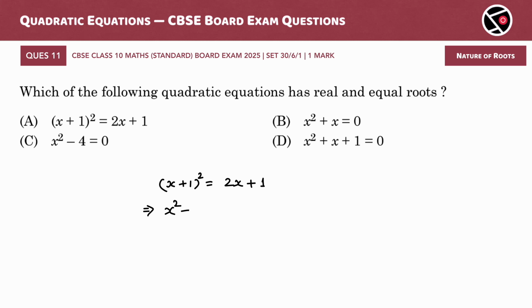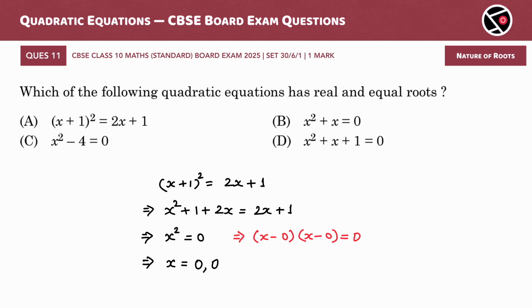x square plus 1 plus 2x equals 2x plus 1. x square equals 0. Look at x square as x minus 0 times x minus 0. We have x minus 0 equals 0. The two roots are 0 and 0. This is a possible answer. Let's quickly check the remaining options too. Make it a habit to review all the options in the board exams.